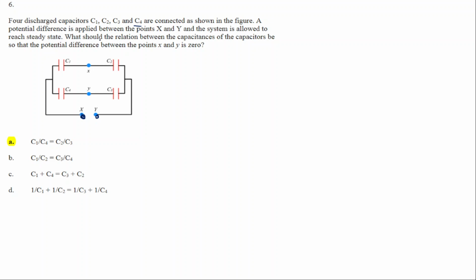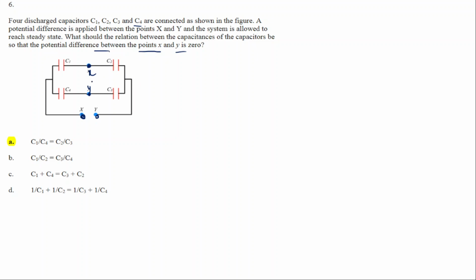What should be the relation between the capacitances of the capacitors so that the potential difference between the points X and Y is 0? Let's find out the potential at X and Y.